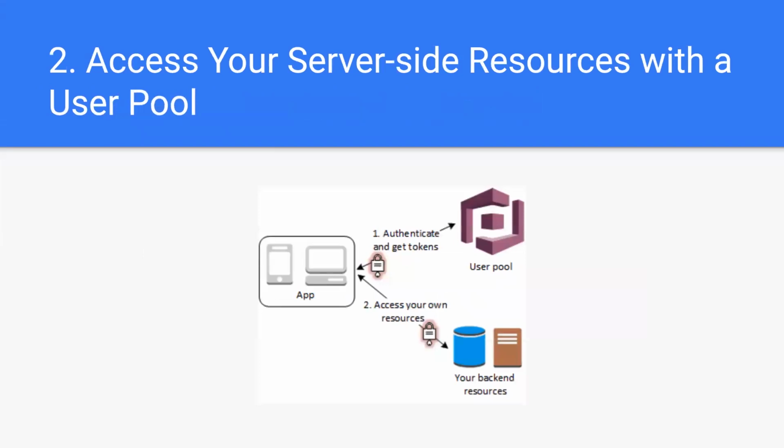The second scenario is about accessing your server-side resources with a user pool. After successful user pool sign-in, your web or mobile app will receive user pool tokens from Amazon Cognito. You can use those tokens to control access to your server-side resources. You can also create user pool groups to manage permissions and to represent different types of users.